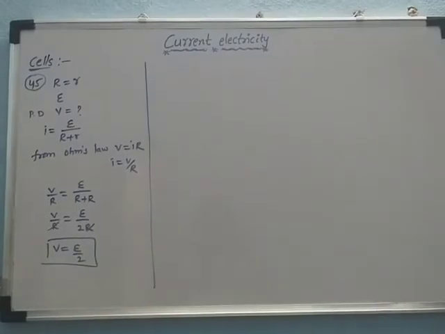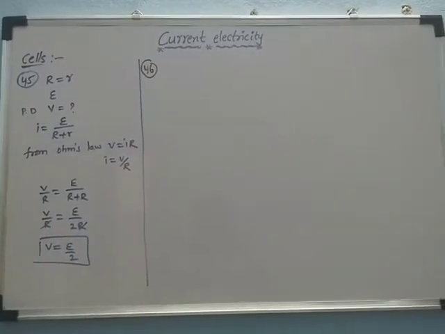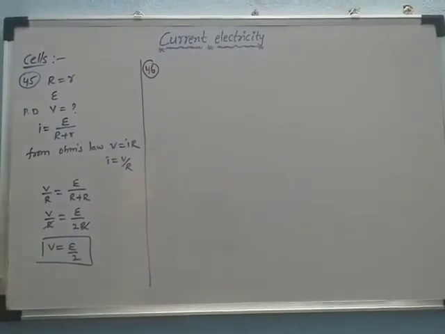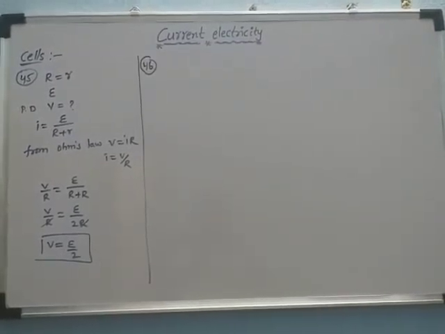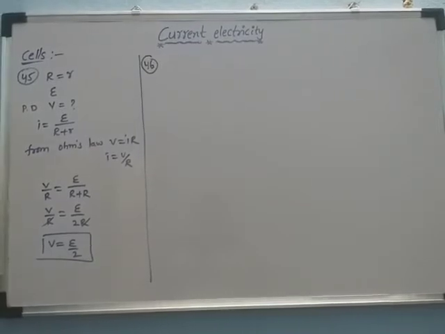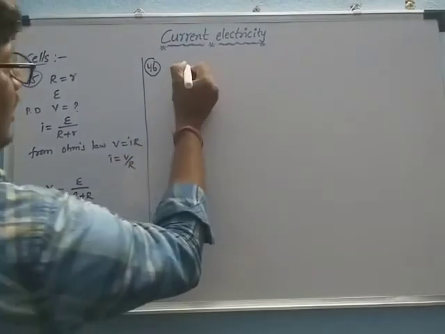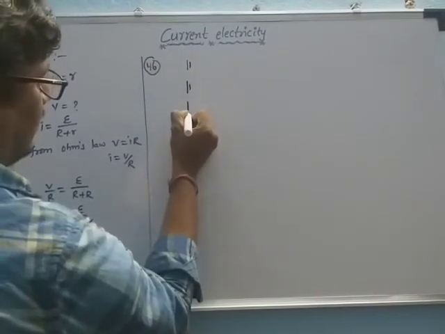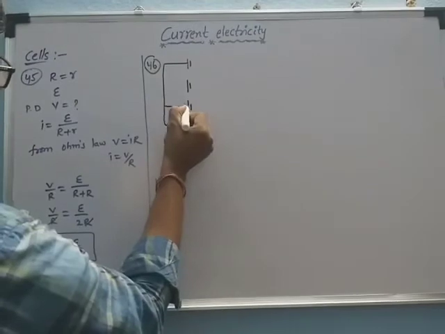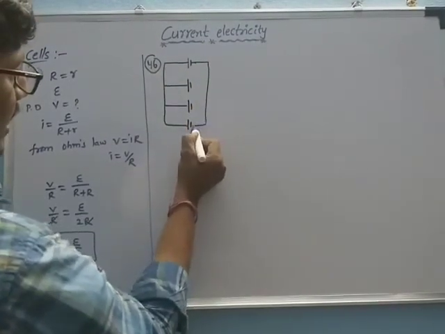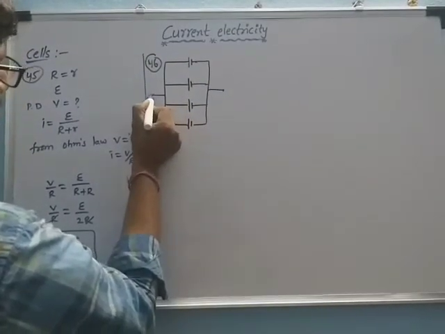So next, question number 46. 4 cells, each of EMF 2 volts and internal resistance 1 ohm, are connected in parallel with an external resistance of 6 ohms. Find the current in the external resistance. See, there are 4 cells: the first one, second one, third one, fourth one. These 4 cells are connected in parallel, meet at one point, and are connected to the external resistance.